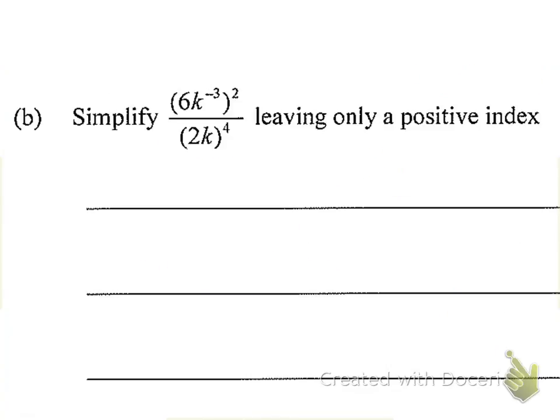When squaring this, make sure you square the number, and same for the bottom. So I'm going to expand it out first, remembering for powers of powers multiply, so the 2 times negative 3 makes negative 6. Now deal with your numbers.